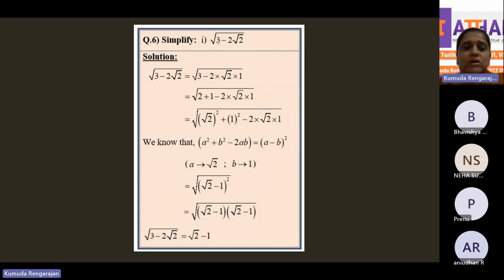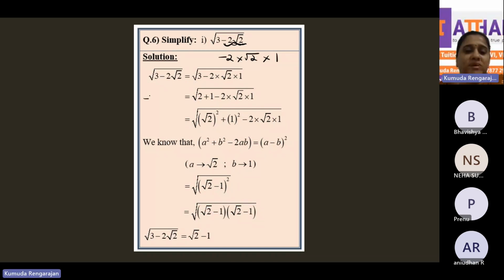Now in order to express this as a perfect square, you'll have to write it as a plus b the whole square or a minus b the whole square. Now you have minus 2 root 2. So we're going to take the help of this term minus 2 root 2 to construct the perfect square. We're going to look at that as minus 2 into a into b.